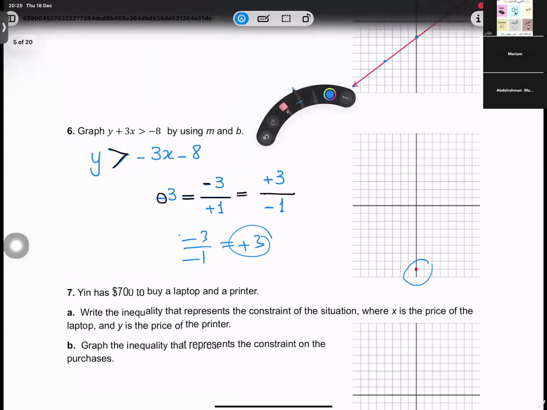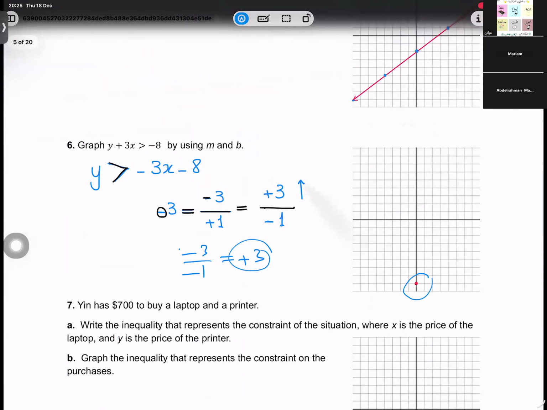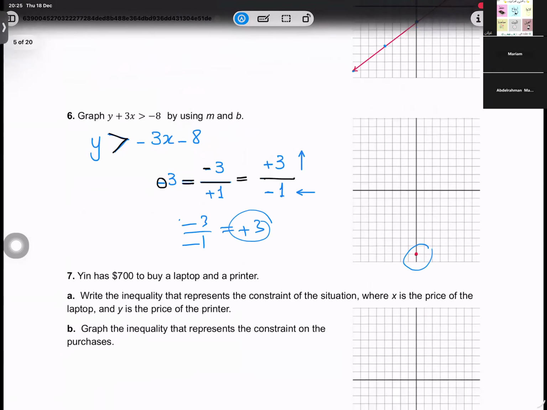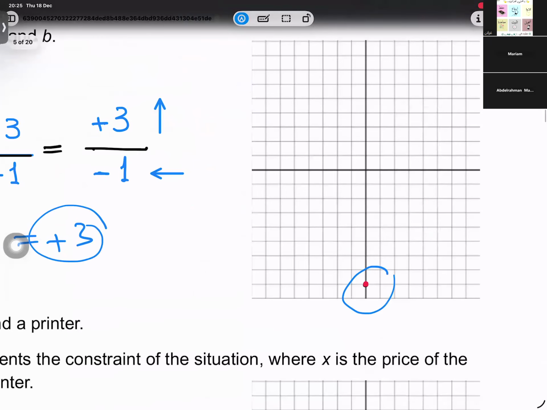Okay. So you rise now by three. One, 2, 3. Then you go to the left by one. Excellent. Bravo. 3, 3, 1, 1.